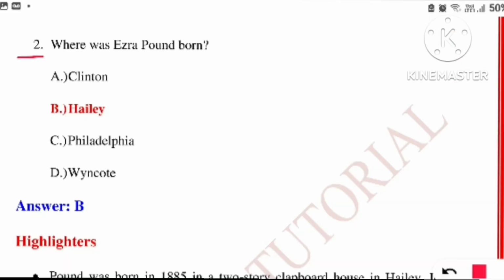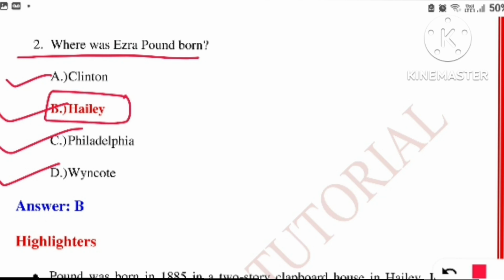Number 2. Where was Ezra Pound born? Option A, Clinton. Option B, Hailey. Option C, Philadelphia. And option D, Wyncote. The right answer is Hailey, where Ezra Pound was born.